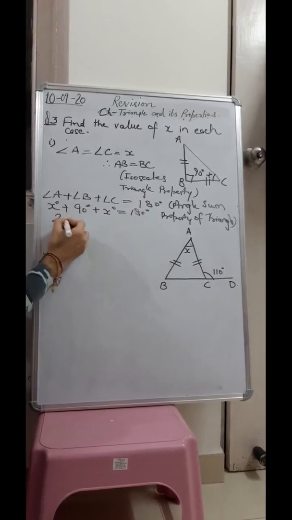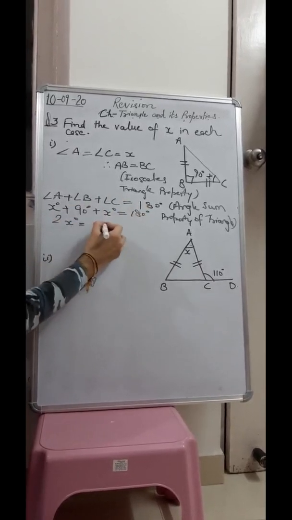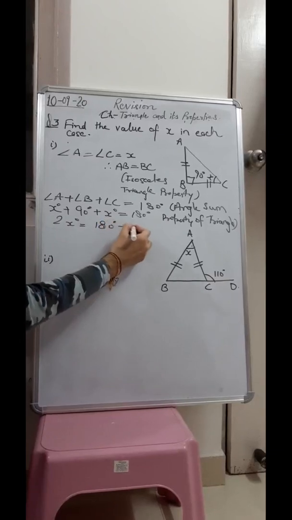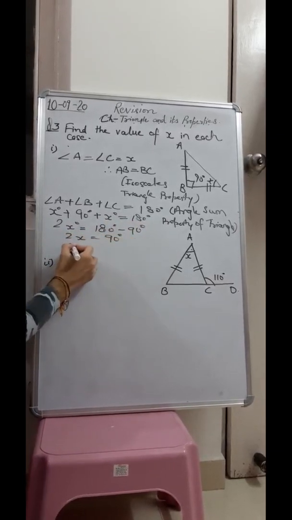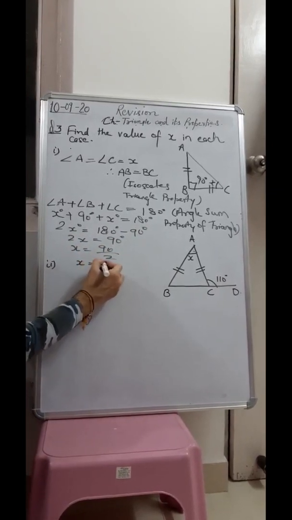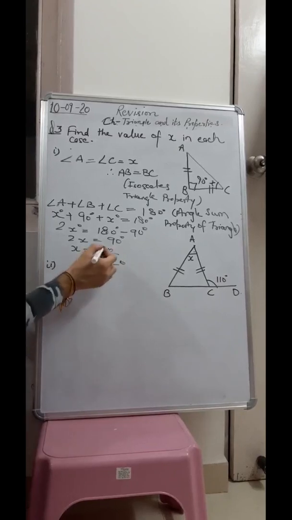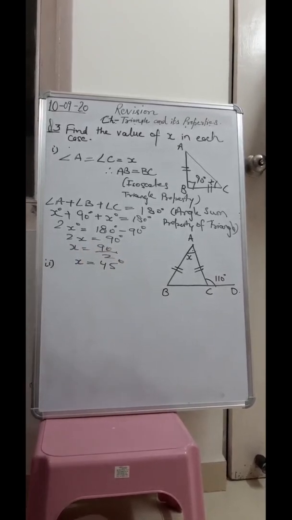So x plus x gives you 2x degree. So 90 we will take on the right hand side, 180 degree minus 90 degree. So 2x equals 90 degree. So the value of x will be 90 divided by 2. Therefore the x value is 45 degree. When you divide 90 by 2, you will get 45 degree.